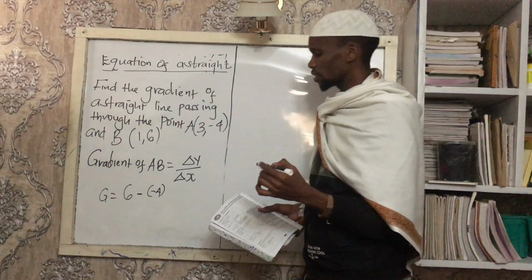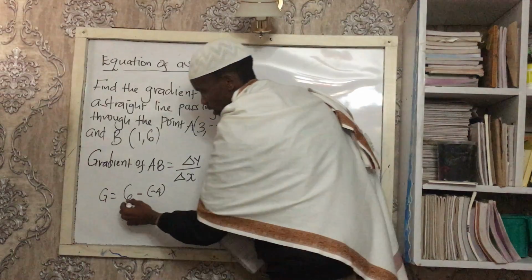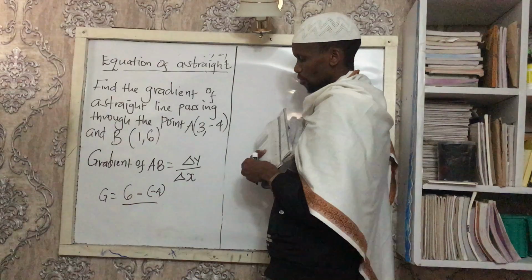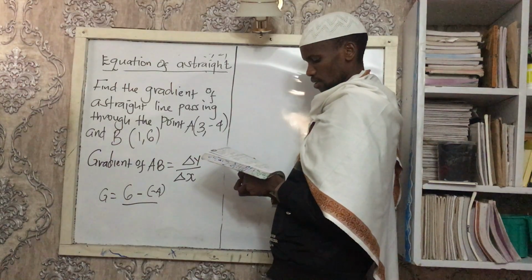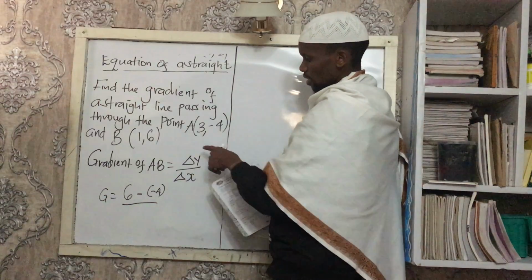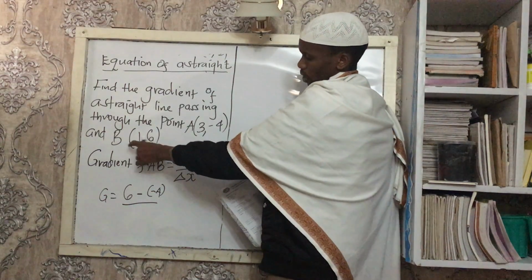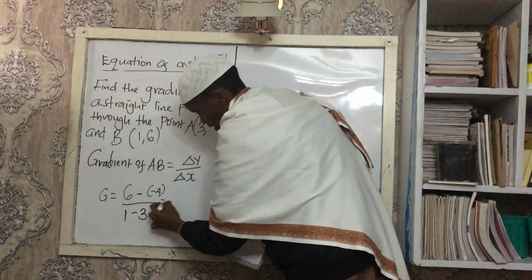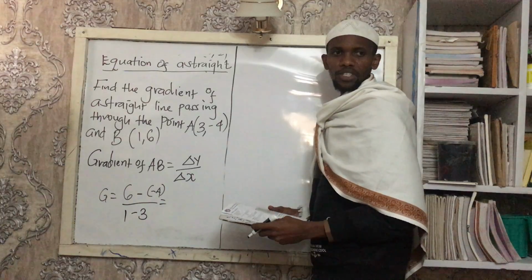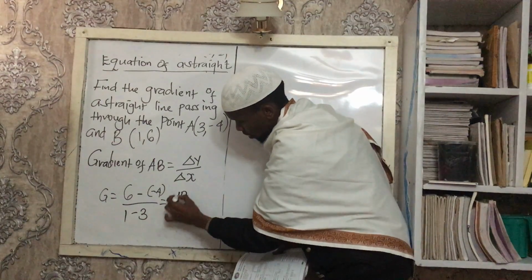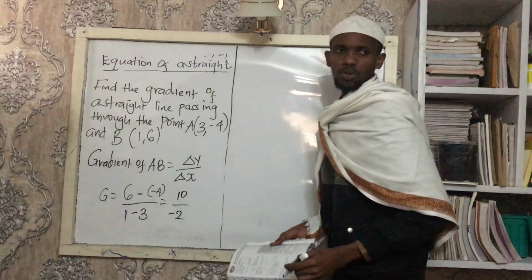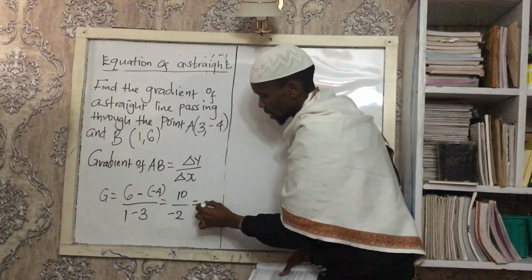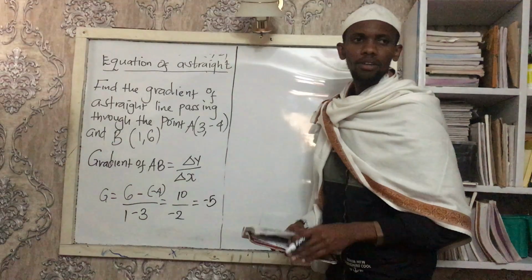Over change in x, right? X has changed from 3 to 1, that is, we have 1 minus 3. Right together? 6 minus minus 4 is 10, right? Divide by minus 2. A positive divided by a negative will give us a negative. So our gradient will be minus 5. Understood?